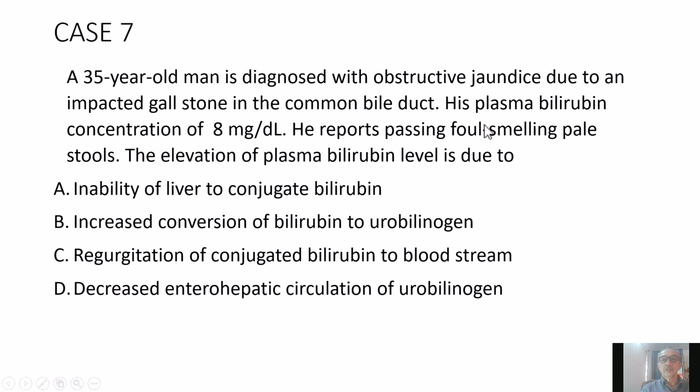regurgitation. Plasma bilirubin is high, conjugated, 8 milligrams, not as high as in the previous case. And because of the absence of stercobilin, pale stools, foul smelling because of deranged fat metabolism. Bile salts are not entering into the gut. Fats are not digested. So steatorrhea with foul smelling, large amount of pale stools. Pale is very important here.